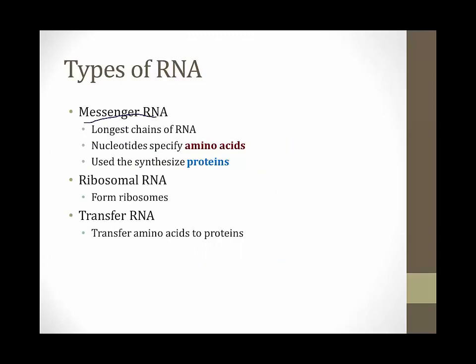Messenger RNA is the RNA that codes for amino acids and proteins. These are the longest chains of RNA, and the nucleotides in a strand of messenger RNA specify amino acids that can be used to make proteins via the process of translation.